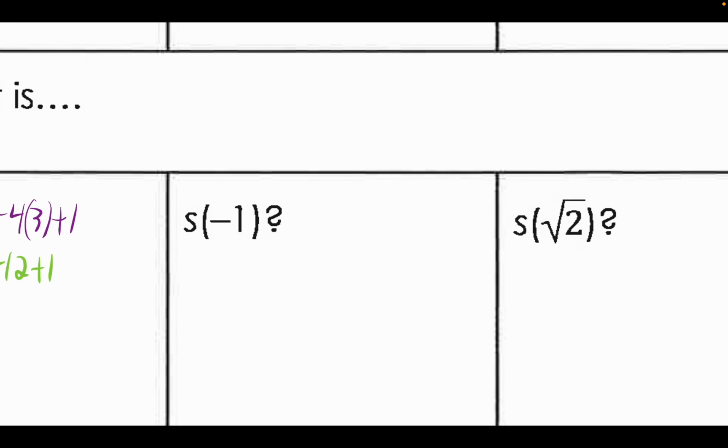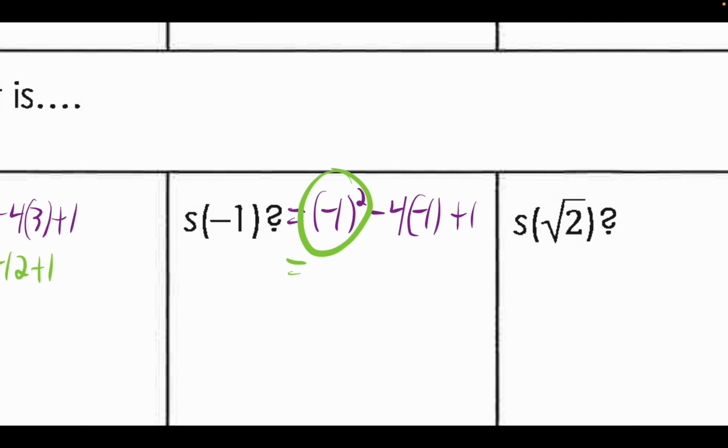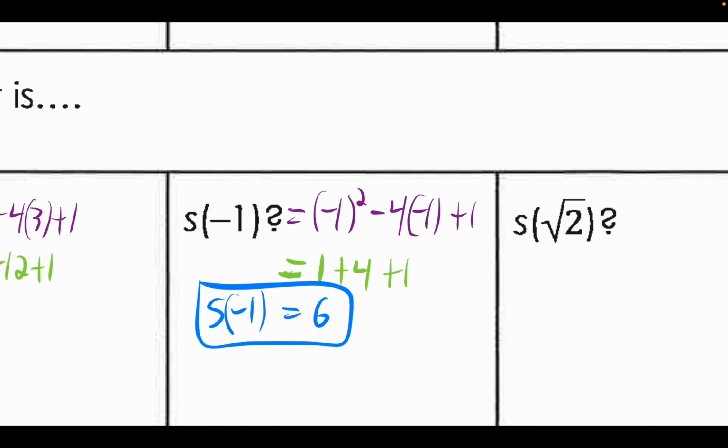Next, on s of negative 1, we have to be careful here as we plug in, as I was mentioning. Negative 1 quantity squared, those parentheses are quite important. Minus 4 times negative 1 plus 1. If you don't put those parentheses here, you're probably getting this wrong, because negative 1 times negative 1 is positive 1. If you don't type in the parentheses into a calculator, for example, your calculator would think that's negative 1. Plus 4 plus 1, and we get 6. So s of negative 1 would equal 6.